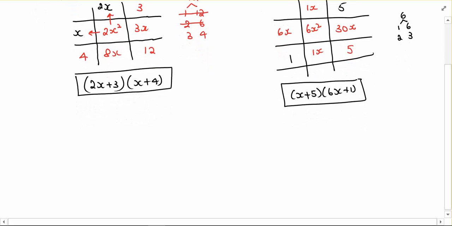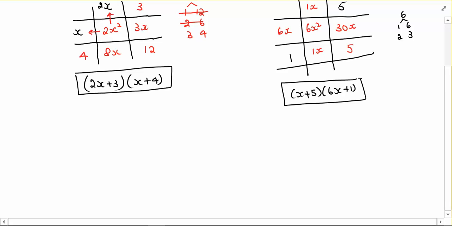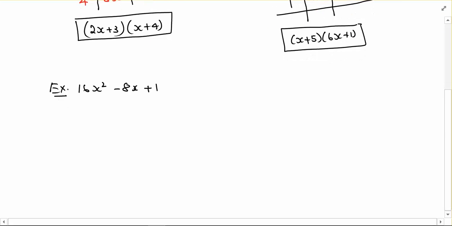Let's do one more. So this time we'll do 16x squared minus 8x plus 1. Okay, so example of trial and error. So this time, set up the table.